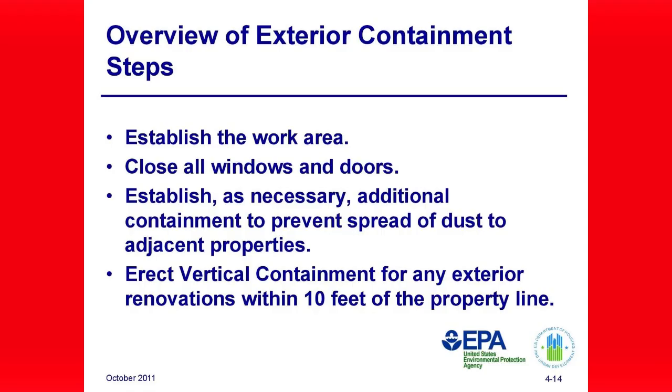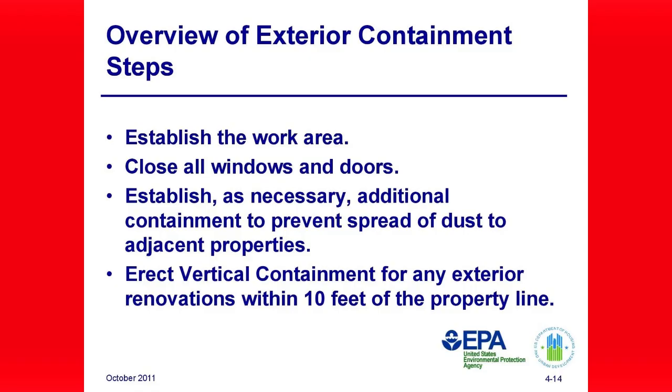Overview of exterior containment steps. Very similar to the interior steps covered earlier. The RRP rule exterior containment general requirements have a few steps. Number 1, posted signs. They must be posted to keep people out of the work area. Again, from the inside of the property going to the exterior, you should have a sign to limit access. You should also have within the perimeter a minimum of 20 feet from the work area signage preventing people from entering your work area.